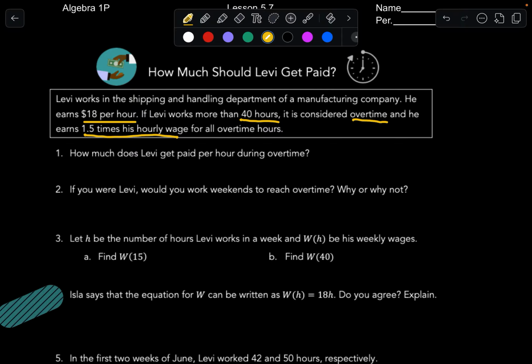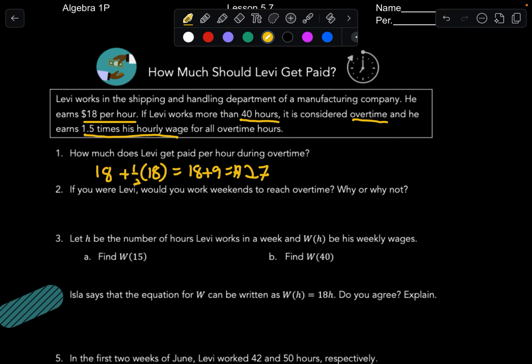In some jobs, if you work more than 8 hours in a day, any time over that will be considered overtime. Or if you work more than 40 hours in a given week, any time over that will be overtime. So in this case, it's per week. So how much does Levi get paid per hour during overtime? Well, it's time and a half. He gets paid $18 normally, and then plus half of 18, which is 18 plus 9, which is $27 per hour during overtime.